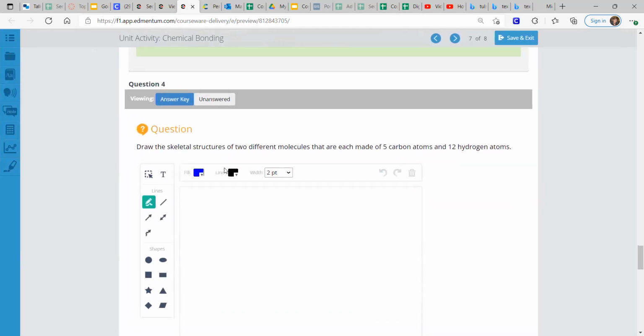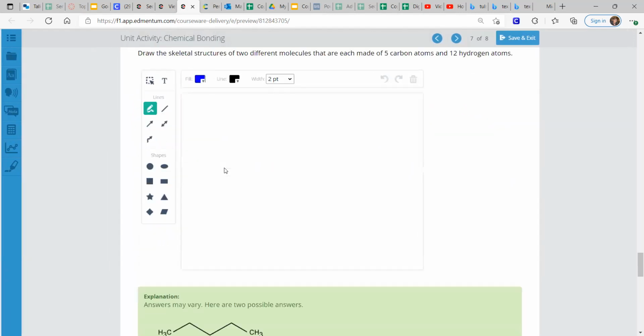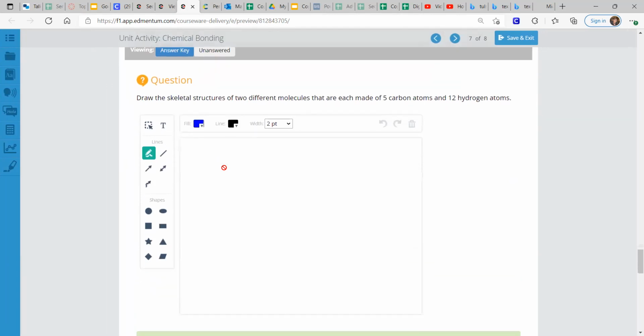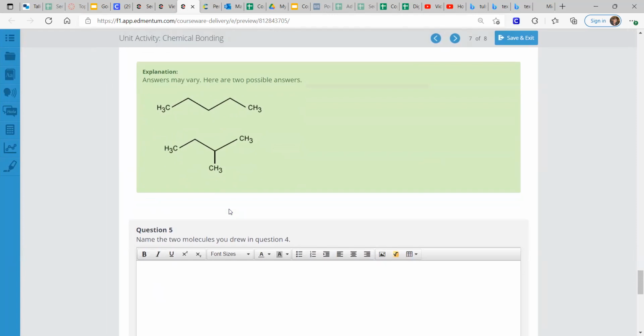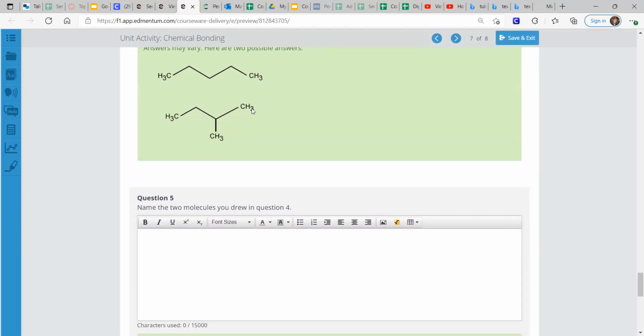And now we're drawing the skeletal structures of 2 different molecules that are made of 5 carbon atoms and 12 hydrogen atoms. So we have CH3, CH3. So either one would work, and you may find another way to write that out in your own way.